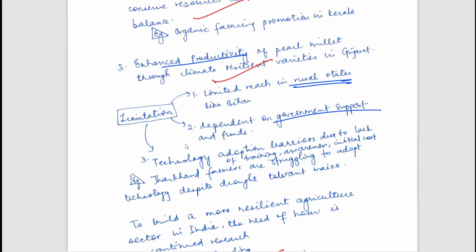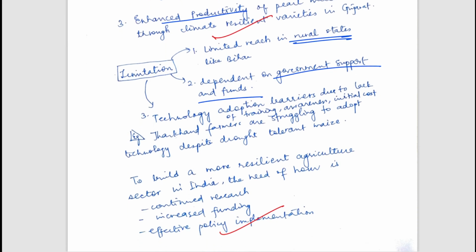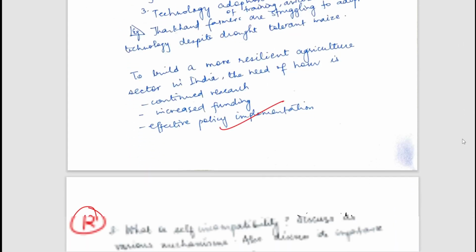Mainly they are dependent on government support and funds, so it is one challenge. There is also a lack of technology to adopt these things. Although we talk about climate forecasting, in most parts of India our farmers do not know about climate forecasting. So these are the problems, and these are well written. Now let's move to the next question.